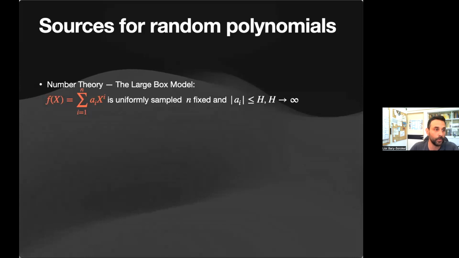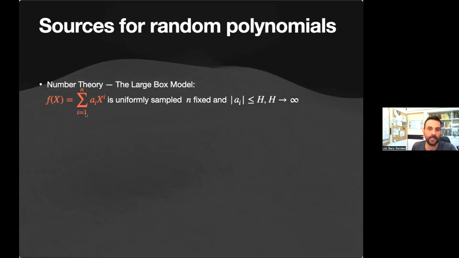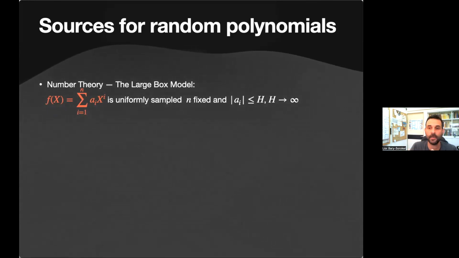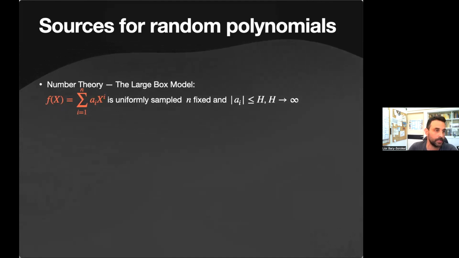Maybe the way that we will discuss today is a more number theoretic point of view, which I call the large box model. In this case, I take a polynomial. There is a typo in the slide, I noticed. It's i equals 0 to n and not 1 to n. So I take the polynomial such that the degree is fixed and the coefficients are between minus H to H. So the coefficients are in some box, and I fix the degree, the dimension of the box, and I let the size of the box grow to infinity. Okay, so this is a number theoretic point of view because it's actually counting polynomials, because I choose them uniformly.